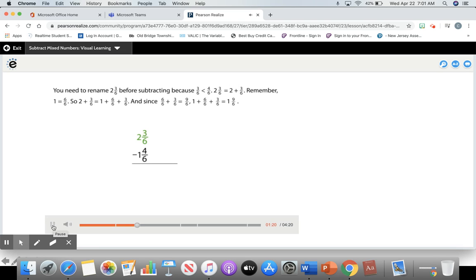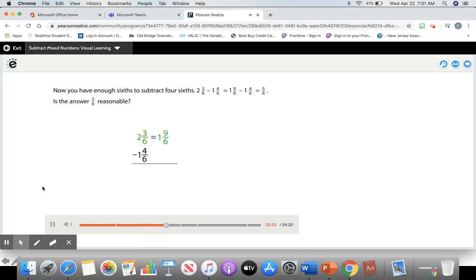You need to rename 2 3/6 before subtracting because 3/6 is less than 4/6. 2 3/6 equals 2 plus 3/6. Remember, 1 is equal to 6/6. So 2 plus 3/6 equals 1 plus 6/6 plus 3/6. And since 6/6 plus 3/6 equals 9/6, 1 plus 6/6 plus 3/6 equals 1 9/6.